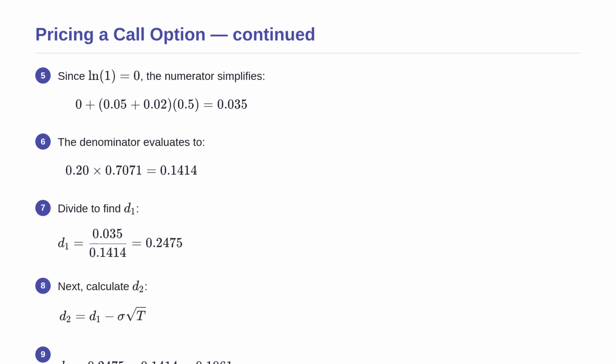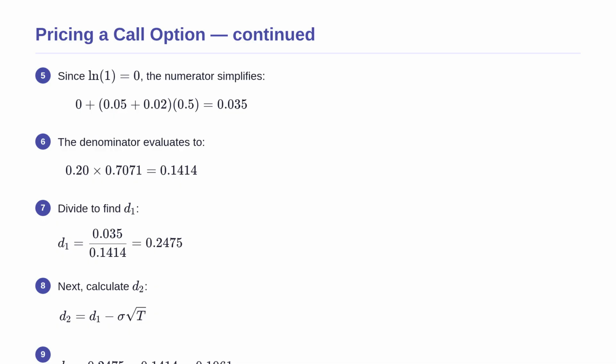Continuing with our calculation, the natural logarithm of 1 is 0, so the first part of the numerator disappears. We simplify the rest of the numerator to get 0.035. The denominator, which is volatility times the square root of time, evaluates to 0.1414. Dividing these gives us our precise value for D1, which is 0.2475.